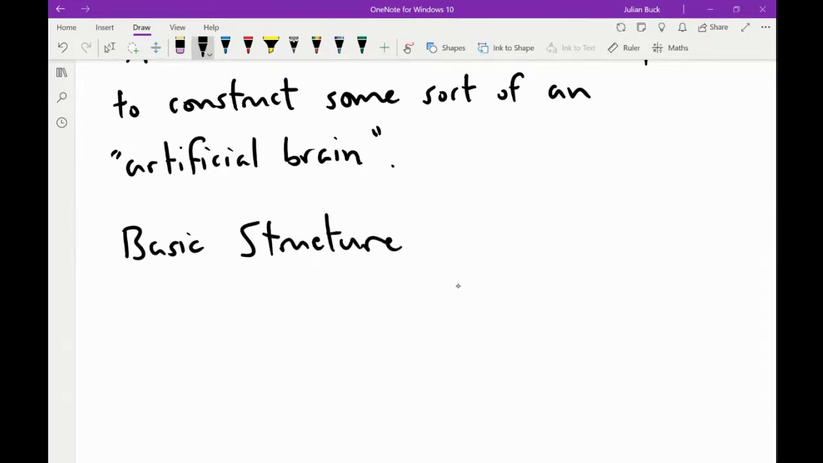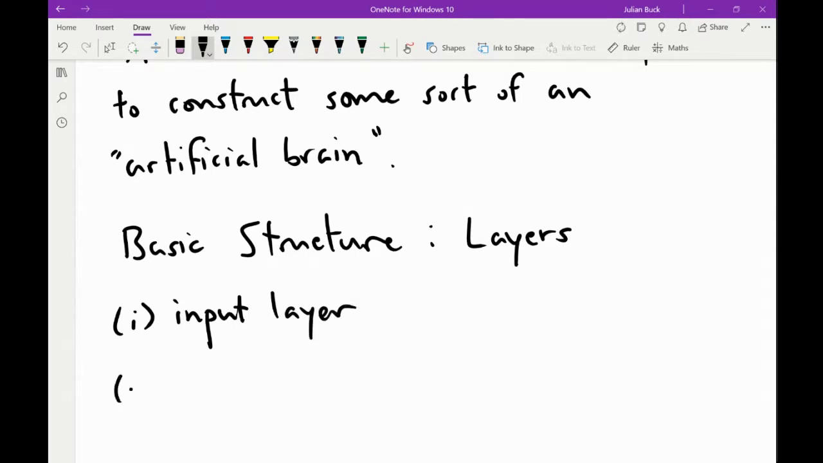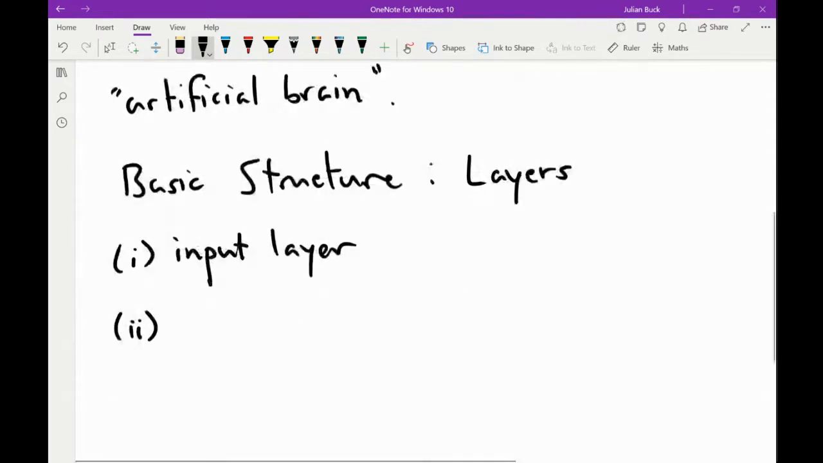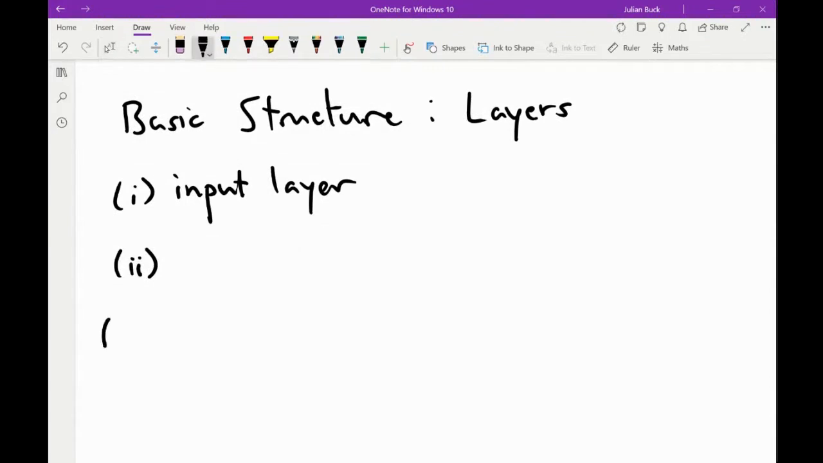And the basic structure of a neural network is what are called layers. So the essential idea here is to join together perceptrons both in parallel and in sequence. Okay. So with the neural network, there are three basic areas. One of which is what's called the input layer. So where does the information come in? There's a second level, and then I'm going to skip that just for a second. And then the third level is the output layer.